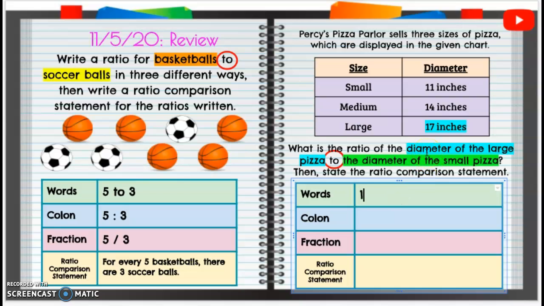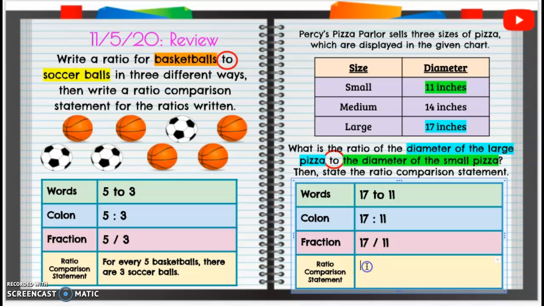So first is going to be that 17. Our word, 2, T-O. And then the diameter of the small pizza. So small pizza is up here, 11 inches. There's our small pizza. So our diameter is going to be 11. So it'll be 17 to 11. It doesn't ask us about the medium pizza. We don't have to do the total for all of it. All we're doing is that large pizza to the small pizza. Let's write it in 3 different ways. So we have that 17 to 11, 17 colon 11. And then that fraction, 17 with that fraction bar, 11.